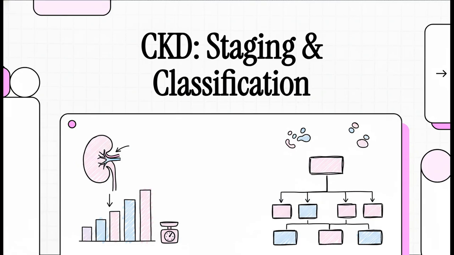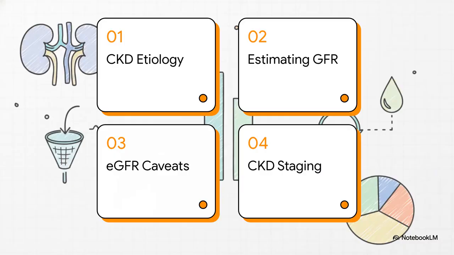In this explainer, we're going to do a focused review of chronic kidney disease, specifically looking at its staging and classification. This is, of course, a core competency for clinical practice and a really high-yield topic for specialty exams. So we'll break this down into 4 key areas.